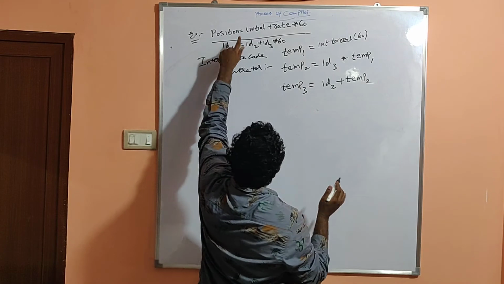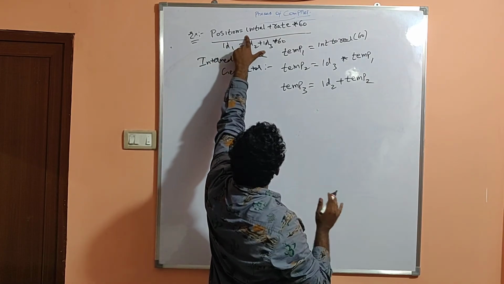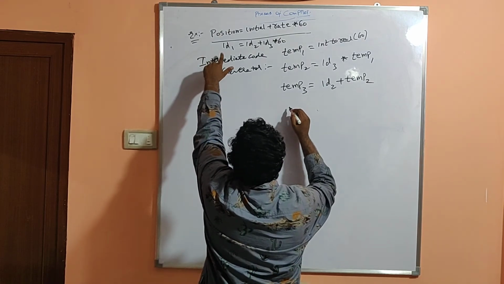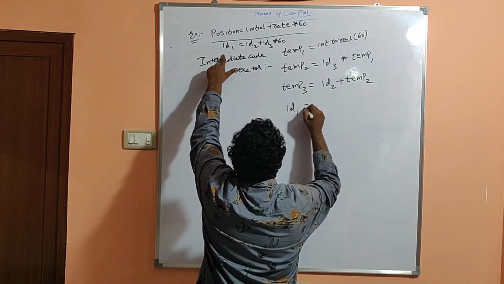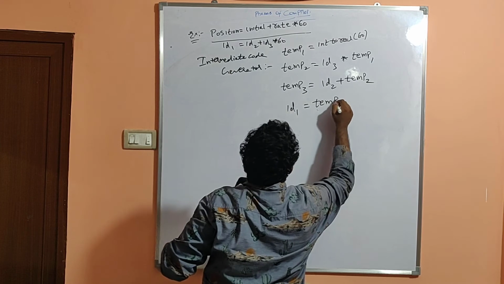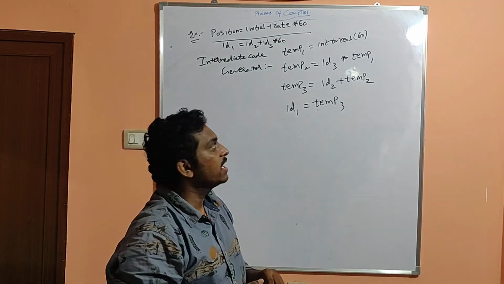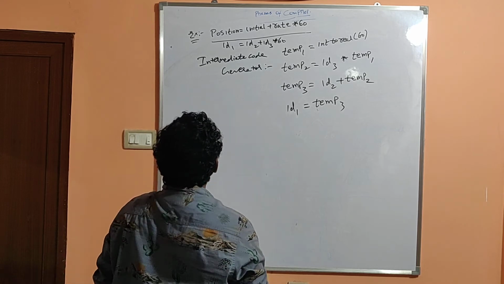Now if you observe, the right hand side is completed. The balanced thing is the position, that is id1. id1 is equal to temp3. This is how we perform intermediate code generation.